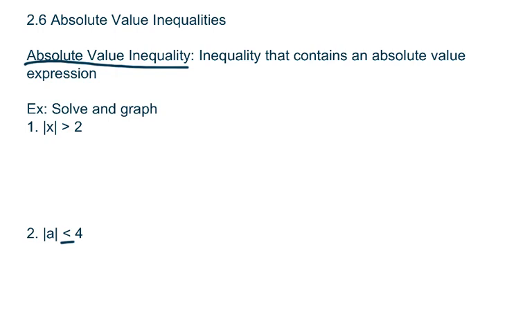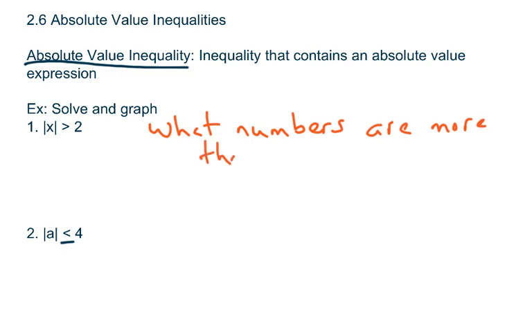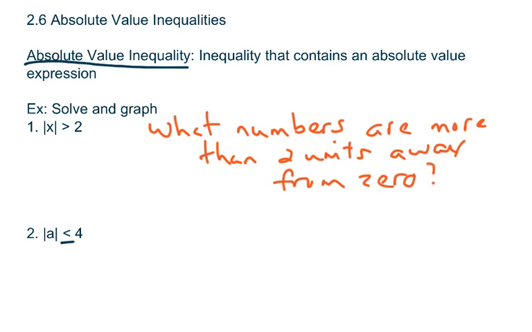So number one, solve and graph. The absolute value of x is greater than 2. What this question is really asking is, what numbers are more than 2 units away from 0? That's really what this inequality is stating. So if we look at a number line, we've got 1, 2, 3, 4, 5.